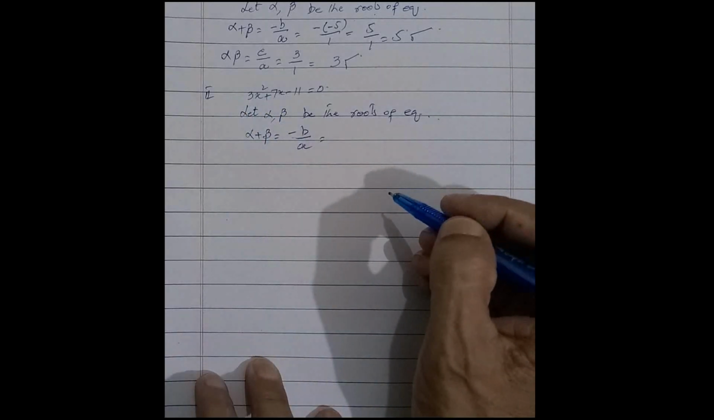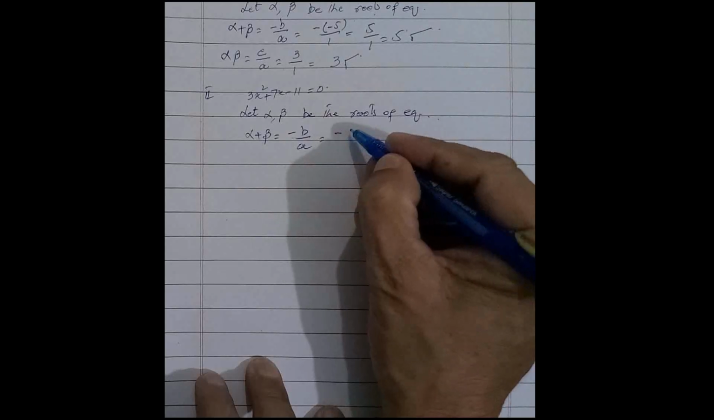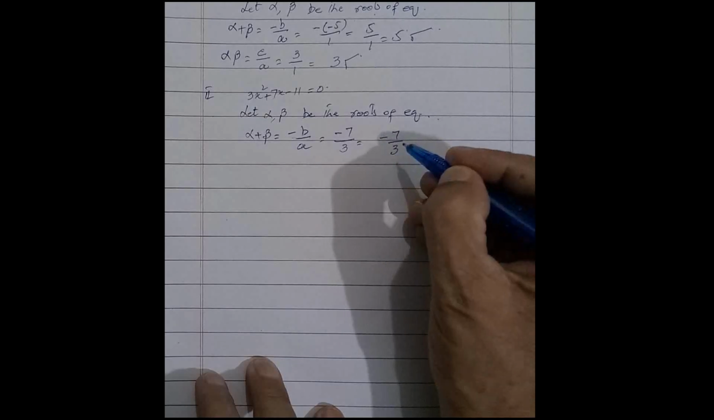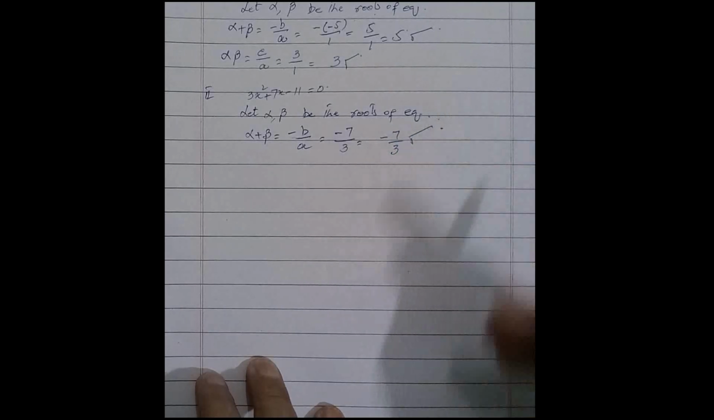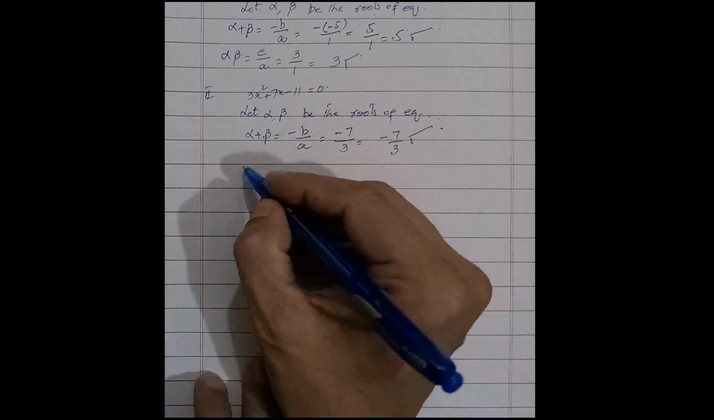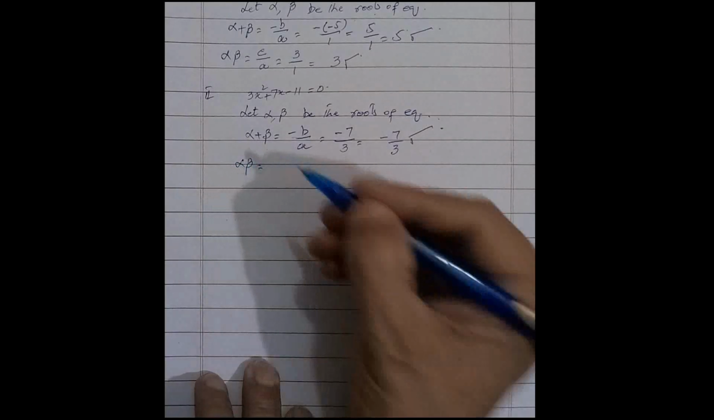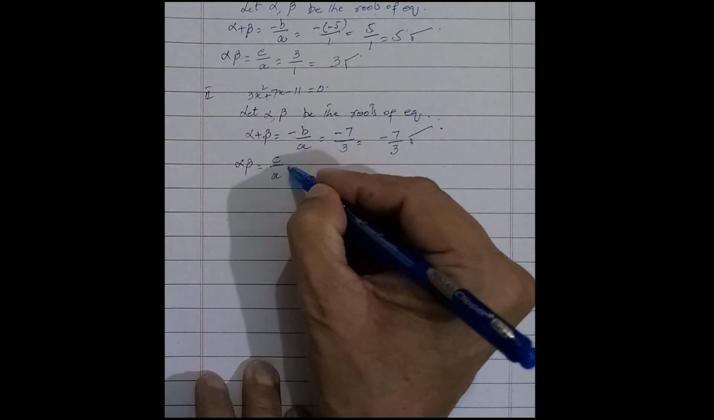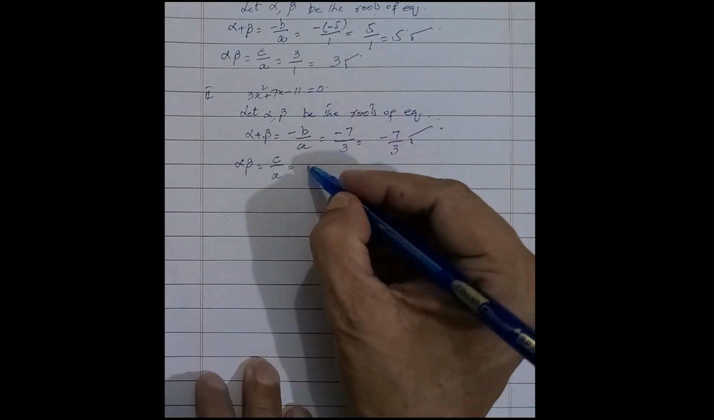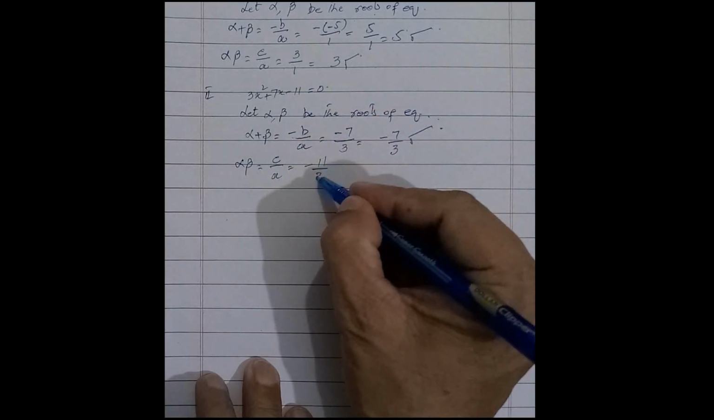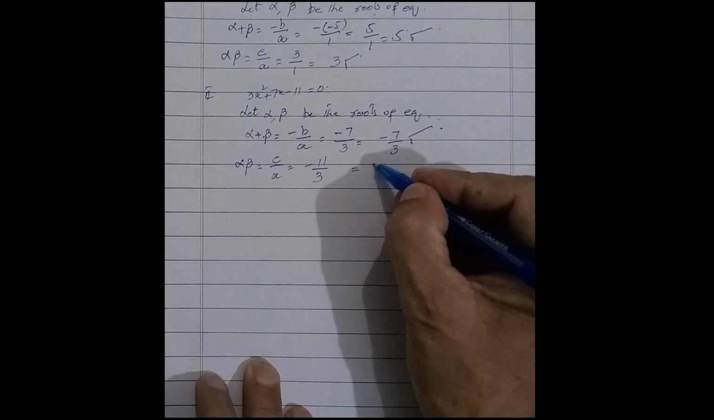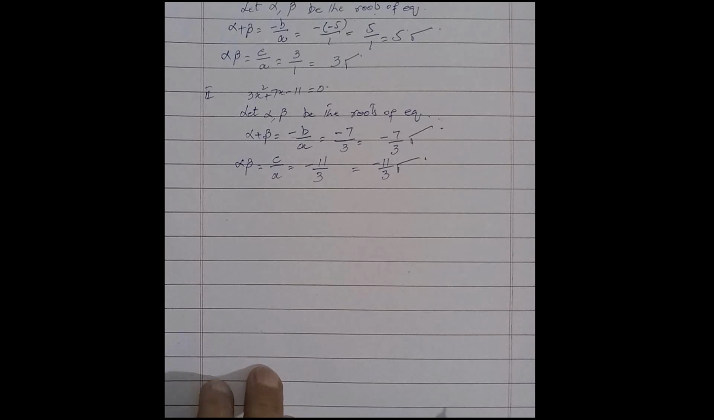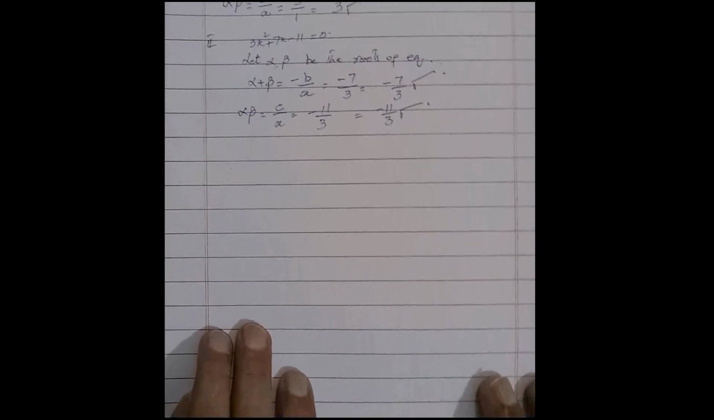We write the values of b and a. We have minus 7 over 3. It is the sum of the roots. And the other is the product of the roots, alpha beta, whose formula is c over a. And c is the constant, which is minus 11, over a, which is 3. And the product is minus 11 over 3. And this is the sum and product of the roots.